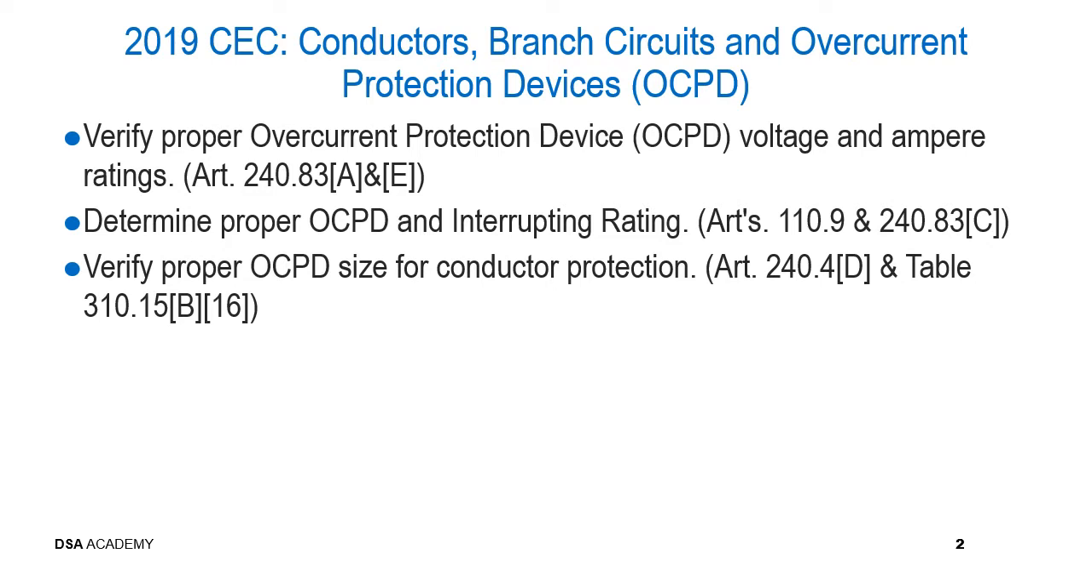This requirement is reiterated in Article 240.83 A and E. Also, it's important to determine the proper overcurrent protection device and interrupter ratings. This is identified in Articles 110.9 and 240.83C. It's also important to verify proper overcurrent protection device size for conductor protection. This is identified in Article 240.4D and Table 310.15B16.